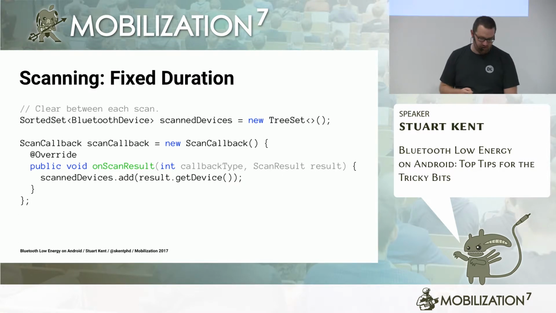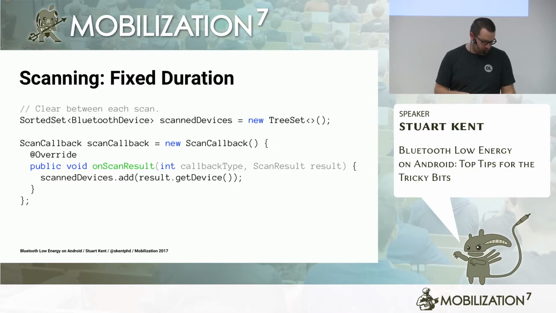The second option is if you want to scan for a fixed duration. What I recommend here is putting your results into a set. You might receive the same result multiple times if you're scanning for 5 seconds, and you probably don't want to show the user 10 copies of the same speaker or peripheral. So using a set will prevent you from showing multiple copies. And then I prefer using a sorted set so that I have some control over which order I'm going to display them to the user in.